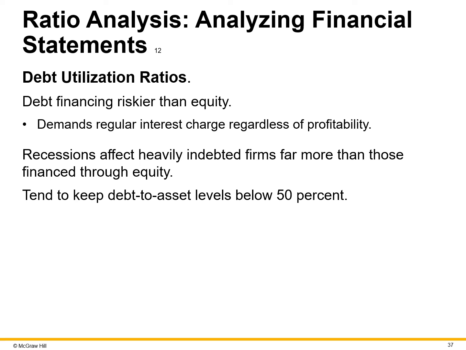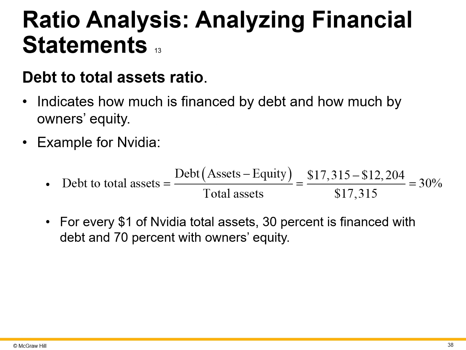The debt utilization ratio indicates how much debt the company is using relative to other sources of capital. Debt financing is riskier than equity as it demands a monthly payment regardless of profitability. In addition, recessions affect heavily indebted firms far more than those financed through equity. Debt to total asset ratio equals total debt divided by total assets. It indicates how much of the firm is financed by debt and how much is by owner equity.